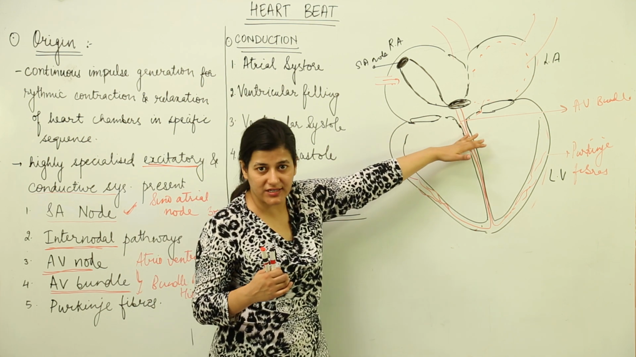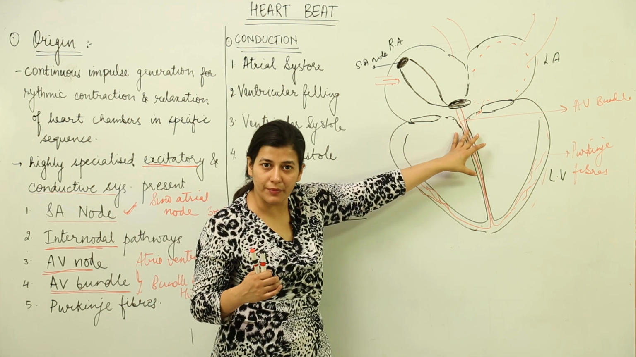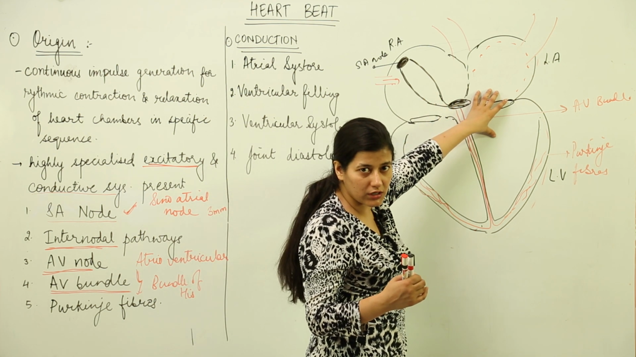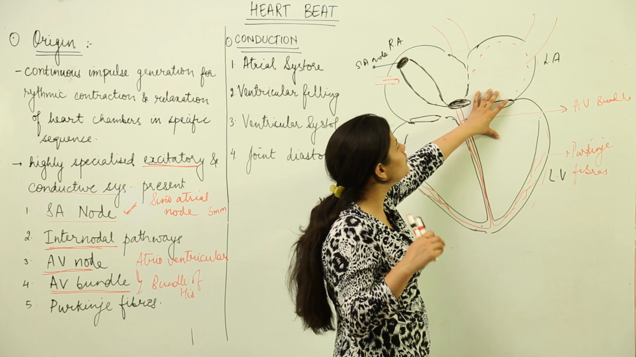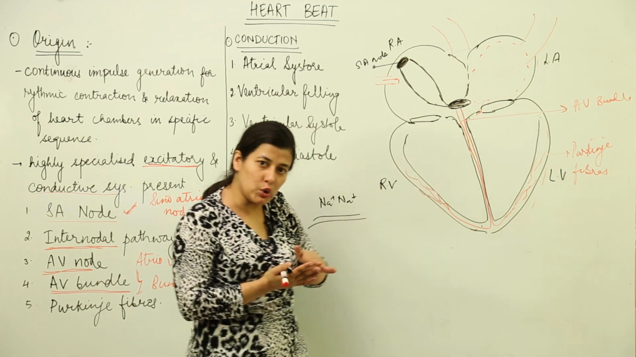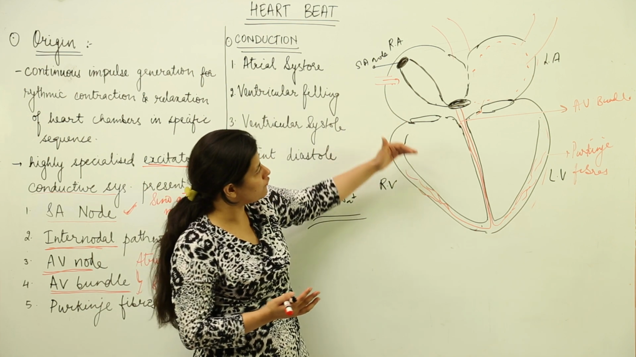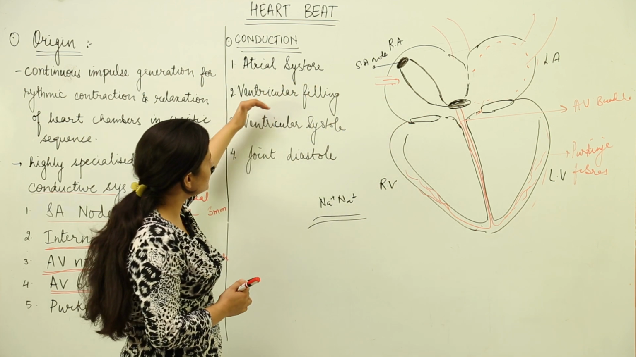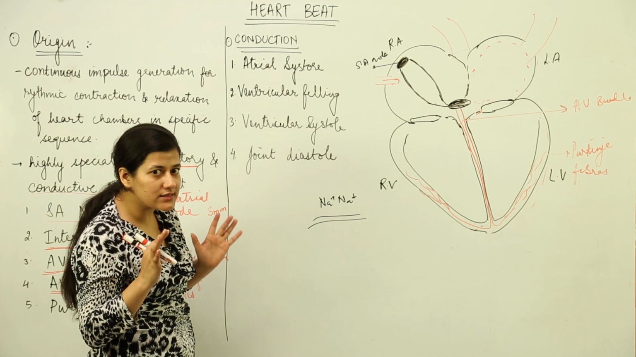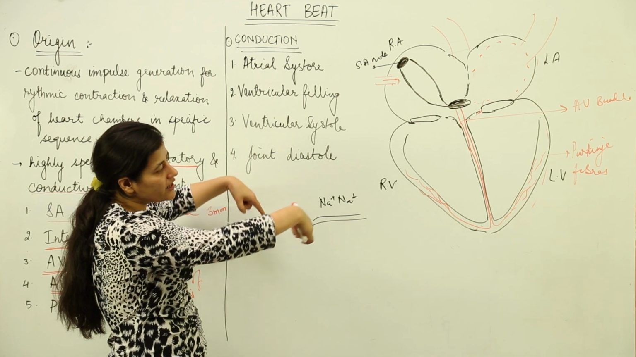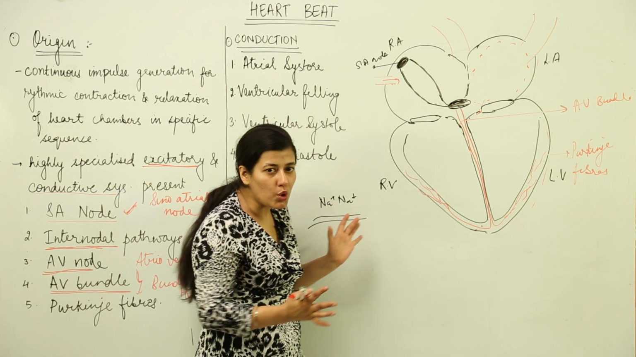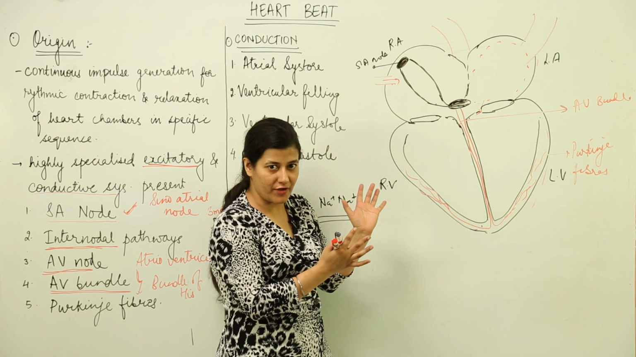The valves which are present in the heart, the bicuspid and tricuspid valves, these atrioventricular valves, close so that there is no backflow of blood into the atria. Then the ventricular filling has been completed. As soon as the ventricular filling has completed, the impulse has spread throughout the ventricular muscles and the ventricular systole begins, that is the contraction of ventricles.